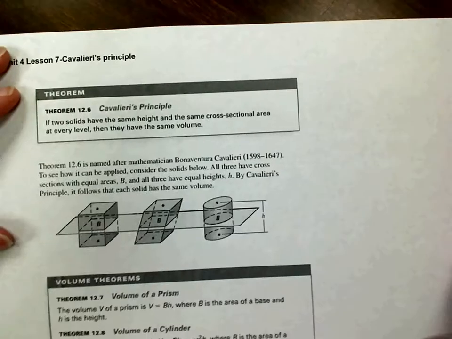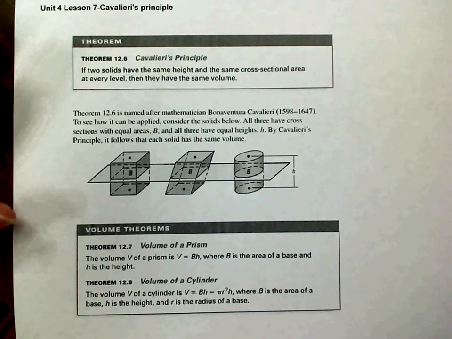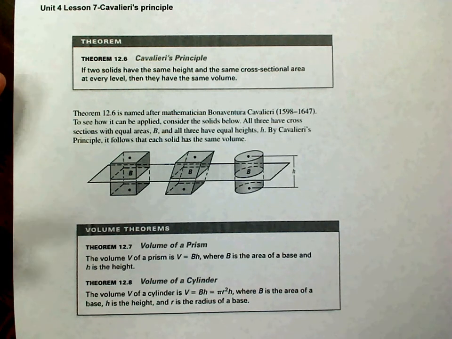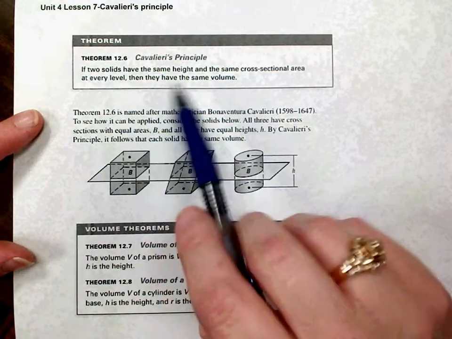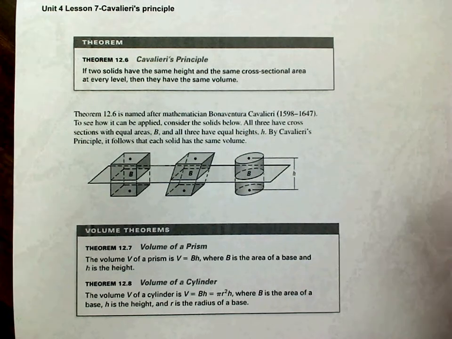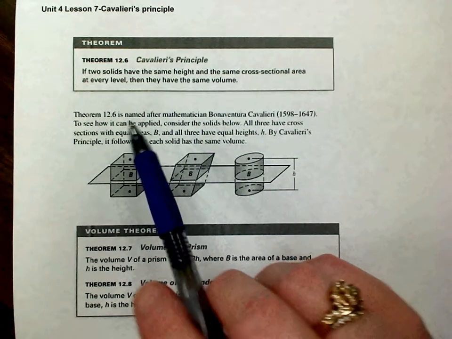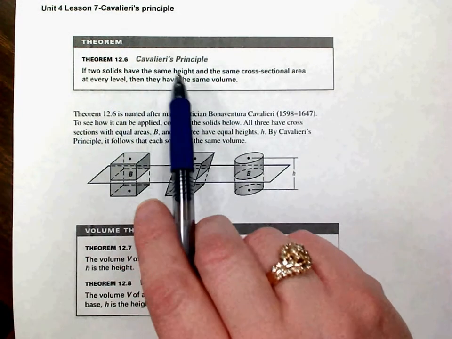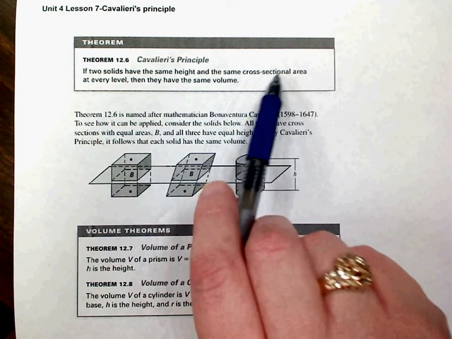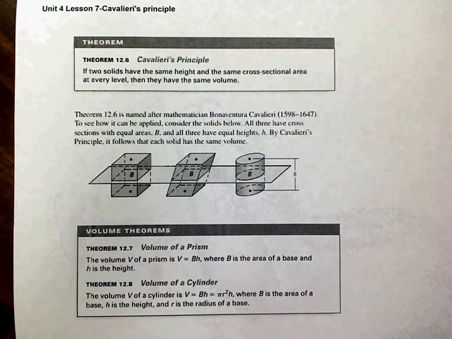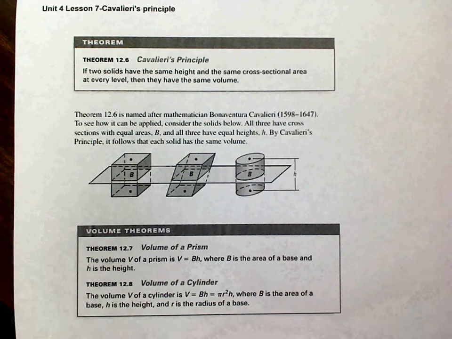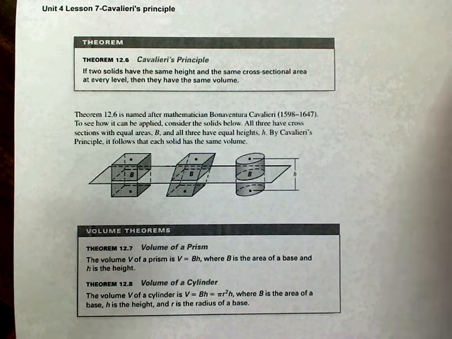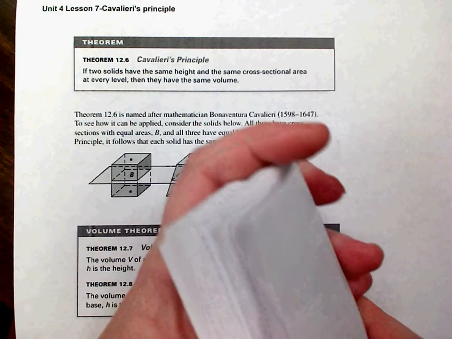Okay, so today we're going to be looking at a concept that's called Cavalieri's principle. It sounds a whole lot more complicated than it actually is. To visualize what Cavalieri's principle is, I first want to read the principle and then show you in a visual way what it's talking about. It says, if 2 solids have the same height and the same cross-sectional area at every level, then they have the same volume.